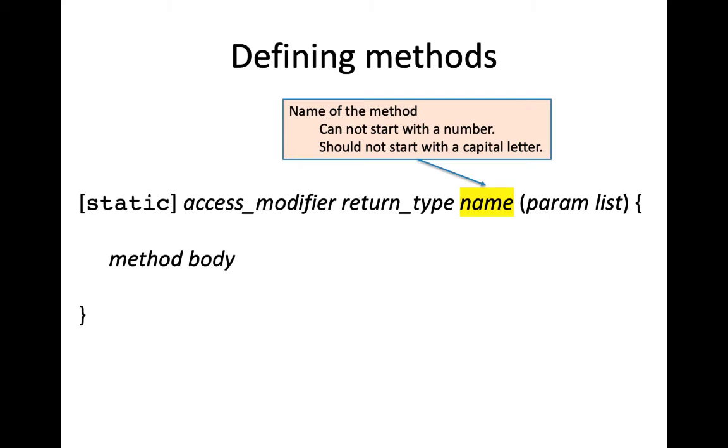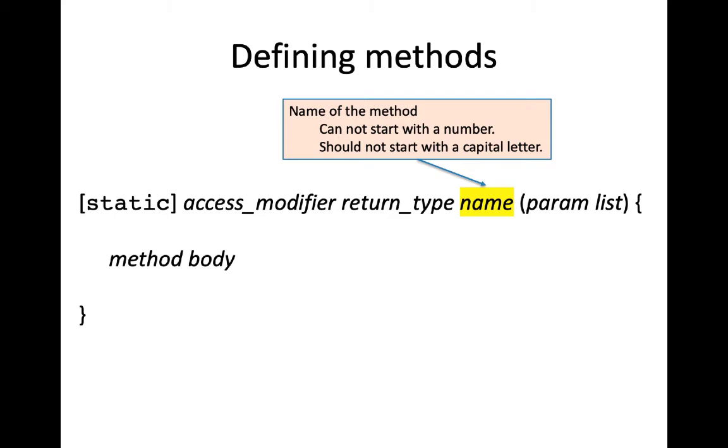Do not name your methods starting with a capital letter. Do not name your variables starting with a capital letter. Do not name your fields, and we'll explain fields when we get there, with names that start with a capital letter. The only names that should start with capital letters are classes and interfaces. All other names can have capital letters in them, but they should not start with a capital letter.